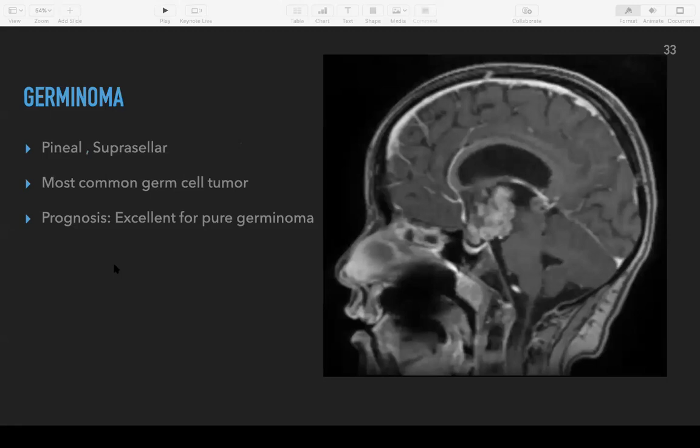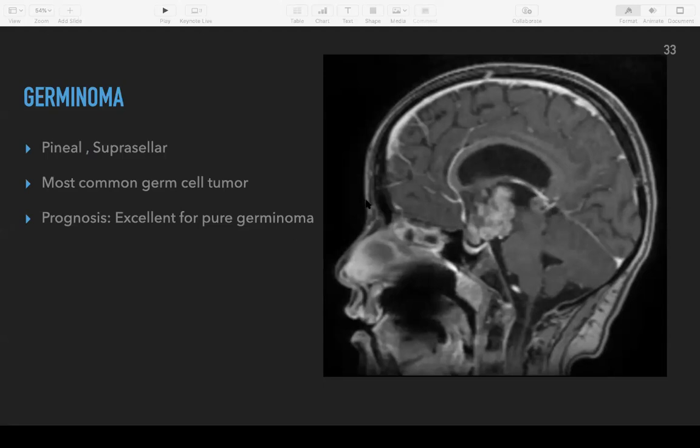Next is germinoma, which is originating from germ cells. So by seeing this image, you can say that this is germinoma by like 99.9%. Why? Because we have a bifocal pineal and suprasellar lesion. So if you have those tumors together, it is germinoma until proven otherwise.